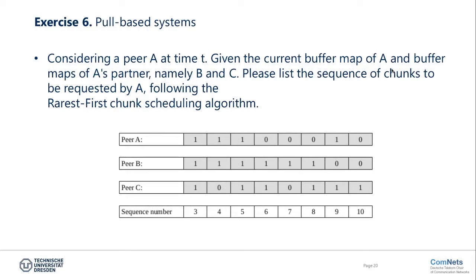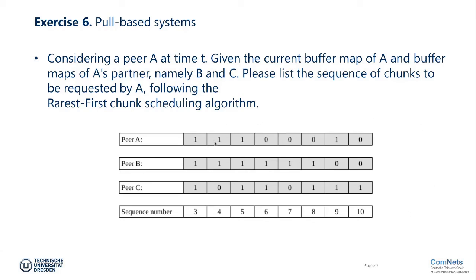Exercise number 6 is about pool-based systems, and specifically about the scheduling algorithm. It's about the rarest first scheduling algorithm. Here we have the information about the buffer maps of 3 peers, A, B, and C. Here are the sequence numbers of the video packets: packets number 3, number 4, 5, and so on until number 9, number 10.